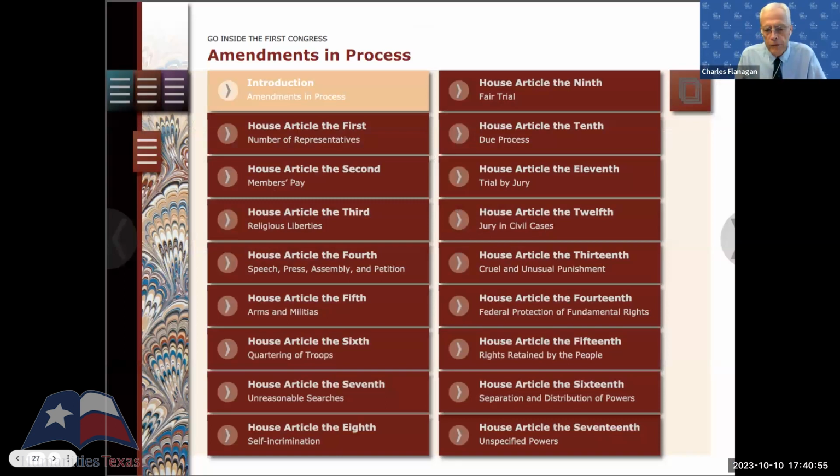So for each of the amendments, James Madison gets up in the House and he proposes 17 amendments that are going to reconcile Federalists and Anti-Federalists to the Constitution. And so we did a treatment on each of these 17 proposed amendments. They didn't all make it into the final Bill of Rights, which is what makes it interesting. But there are 17 of them.